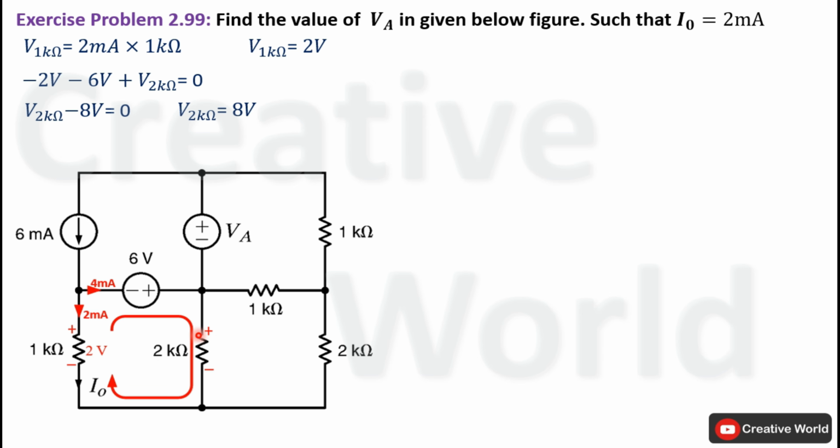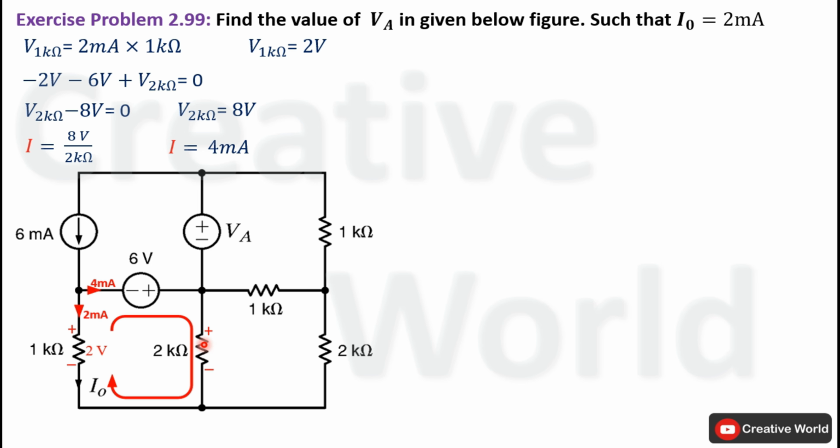After calculating the voltage across this 2 kilo ohm resistance, we can calculate the current through this resistance, that will be equal to 8 volt divided by 2 kilo ohm. So the value of current through this resistance will be 4 milliampere. And the direction of current will be downward, entering from positive terminal and leaving from negative terminal.